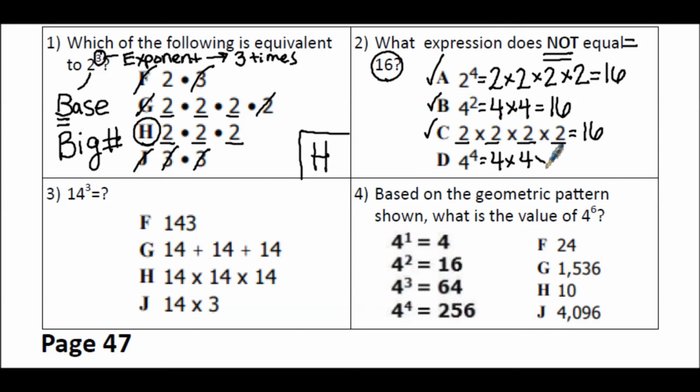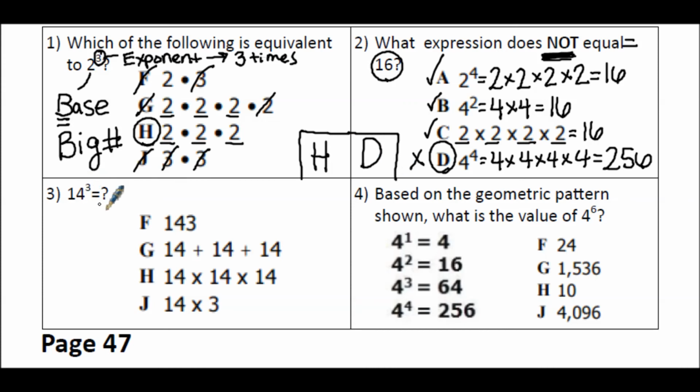Now 4 to the fourth power is 4 times 4 times 4 times 4, and 4 times 4 is 16, and this 4 times 4 is 16, and 16 times 16 is actually equal to 256. So D is not equal to 16, and this is the one that we are looking for, because we're looking for the one that is not equal to 16. So answer choice D is the best choice.